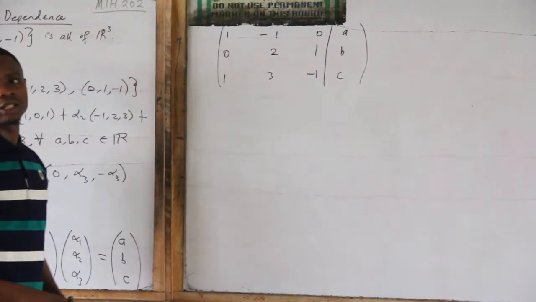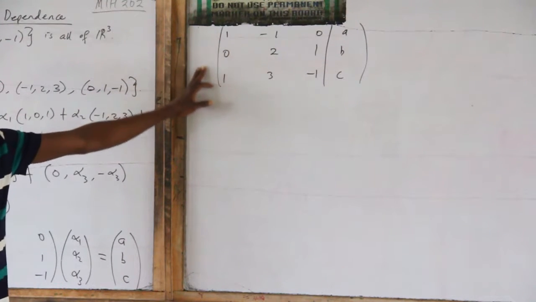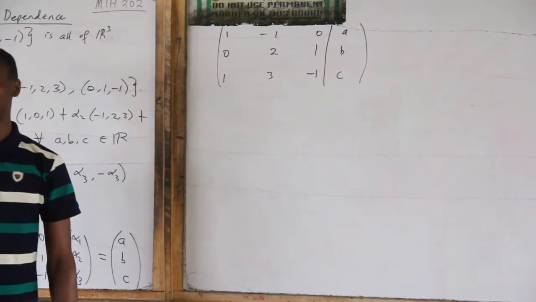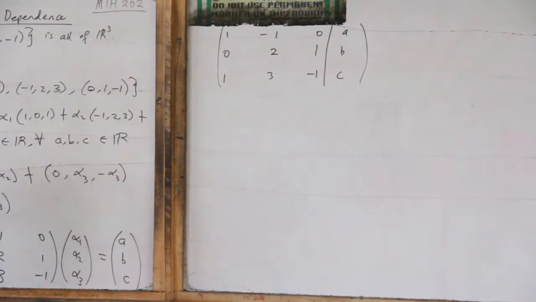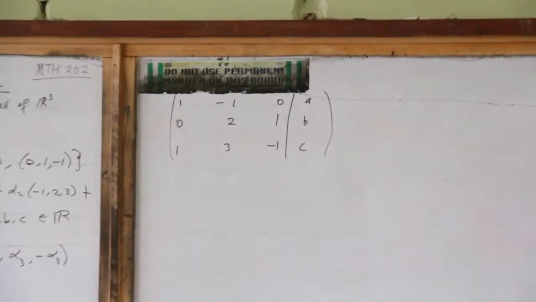So what is the next thing? I have to now reduce this, or express it in the row reduced echelon form. I believe everybody can do that at this stage. So I want you to do that yourself and tell me the results. Don't forget that whatever you are doing will affect A, B, C, like we did in the last example. So work on that and tell me your results.